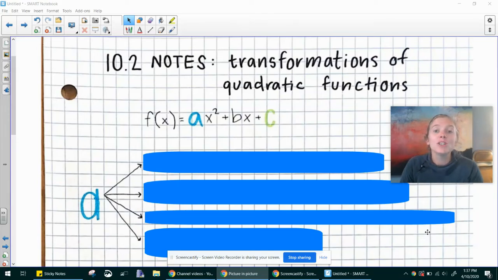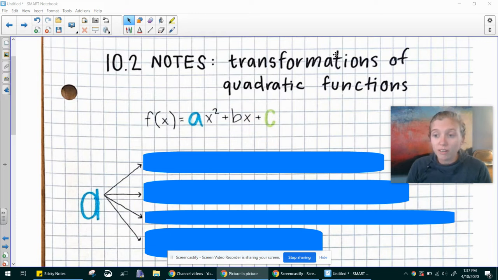Hi, everybody. So today we are going to talk about transformations of quadratic functions. In math, a transformation is a way that a graph moves. So maybe the graph shifts from side to side, maybe it shifts up and down, maybe it gets skinnier, maybe it gets wider, maybe it flips upside down. But we are going to talk about all the different ways a graph can move.